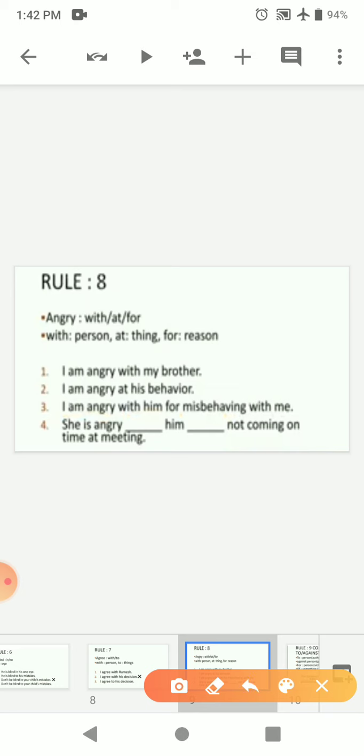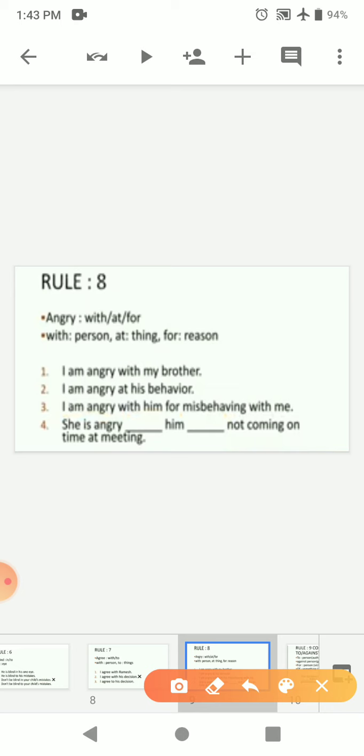I am angry at his behavior. So behavior is something about my brother actually. So I am talking about something. So here we use at. When we are talking about a thing, we use at. I am angry with my brother, referring directly to brother, talking directly about a person. I am angry with my brother, and for anything I am angry at his behavior.